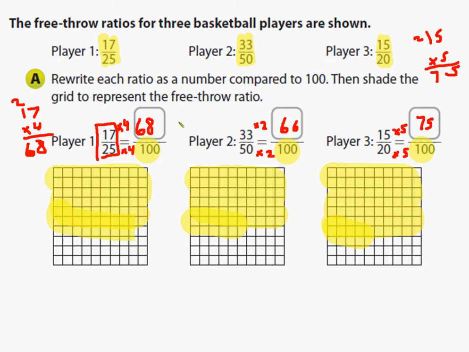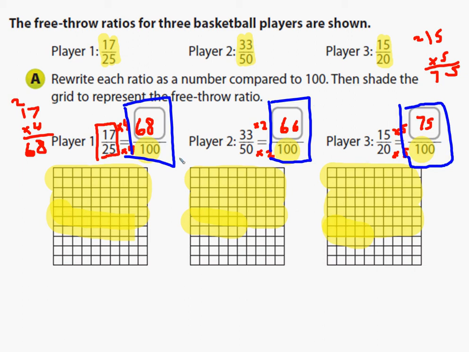So notice that since they are all out of 100, they are all numbers that are over 100, we can tell what percentage they are now, because that's what a percentage is. It's a number over 100. This person got 68% of their shots. That's 68 over 100. This person got 66% of their shots. And this person got 75% of their shots.